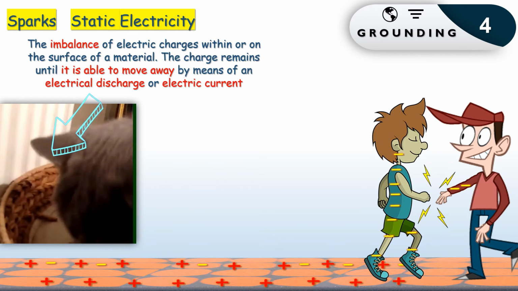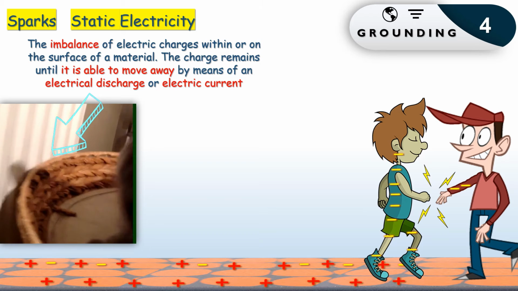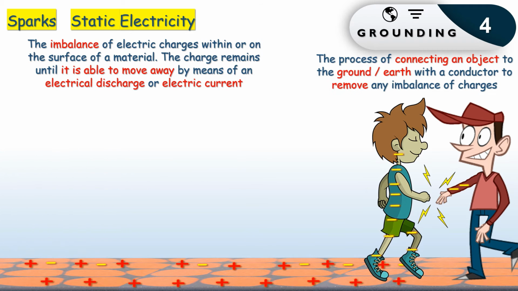So what does grounding have to do with all of this? Well, grounding is actually the process of connecting an object to the ground or to the earth with a conducting material to remove any imbalance of charges.